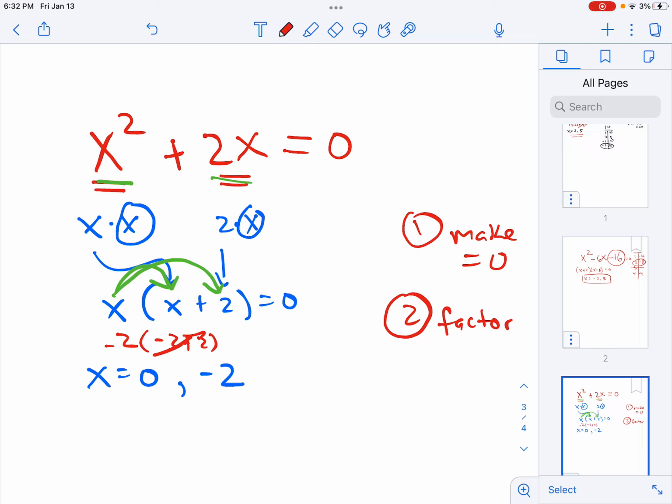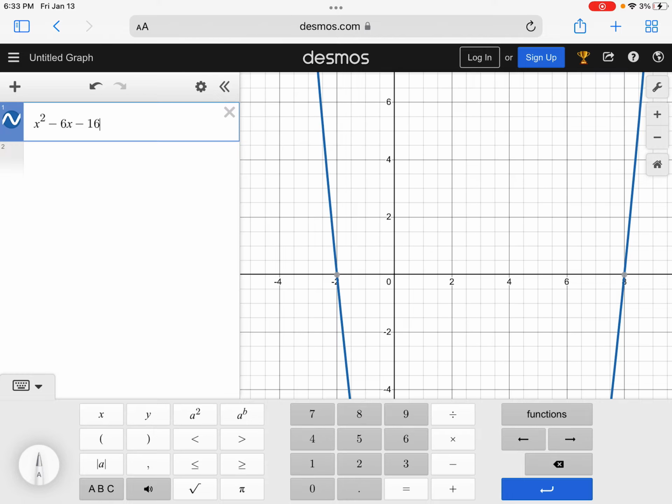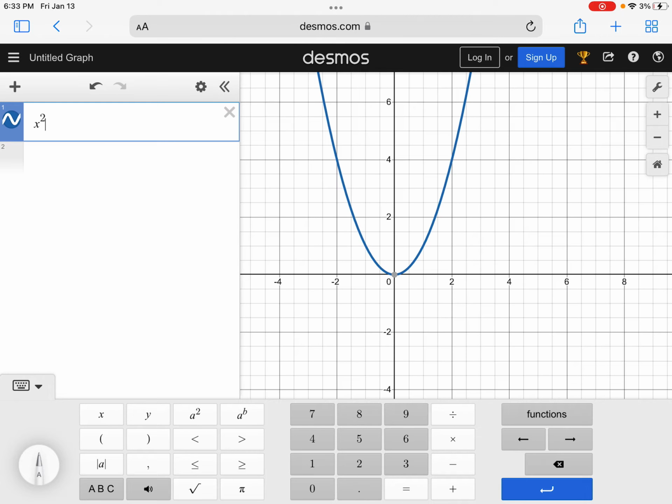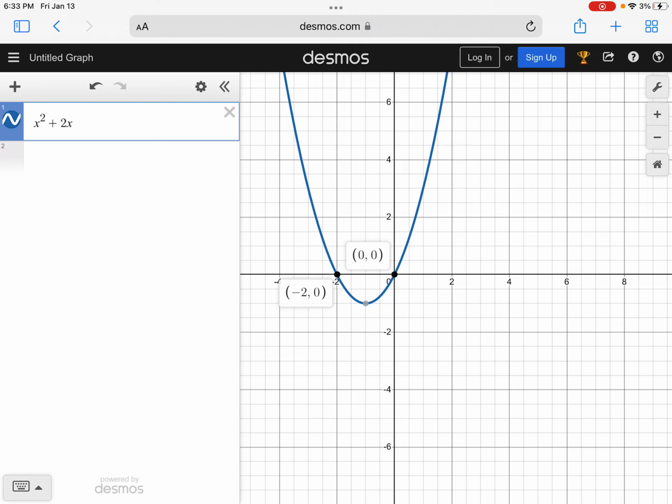And if I was going to replace this now with -2, -2 plus 2 is 0. -2 times 0 is 0. And so those are the two numbers that make 0. Okay, we can also, like before, plug this into Desmos and check to see if it works. And yeah, you can see your solutions, -2 and 0.